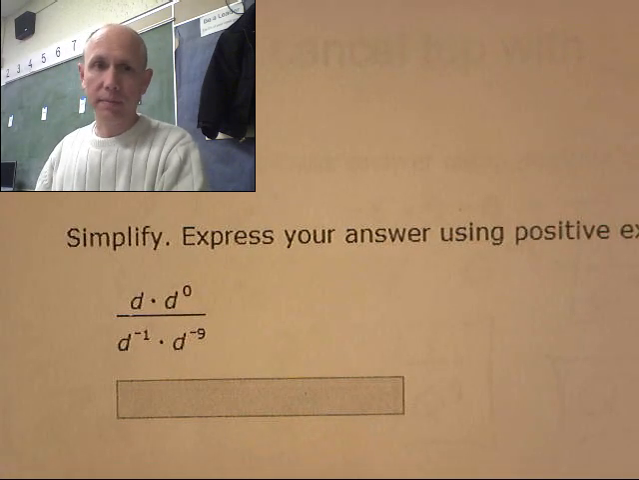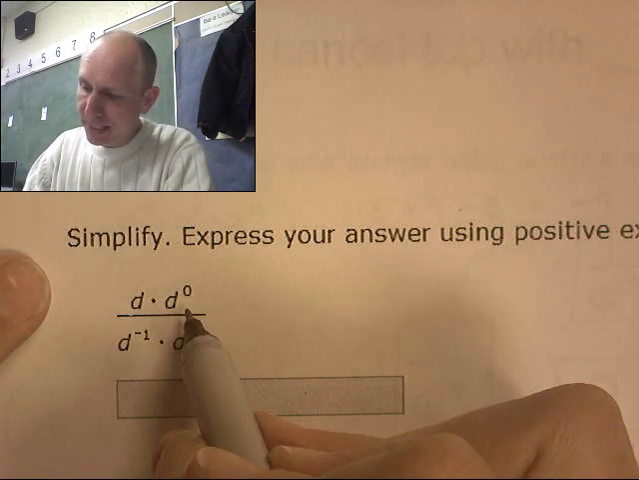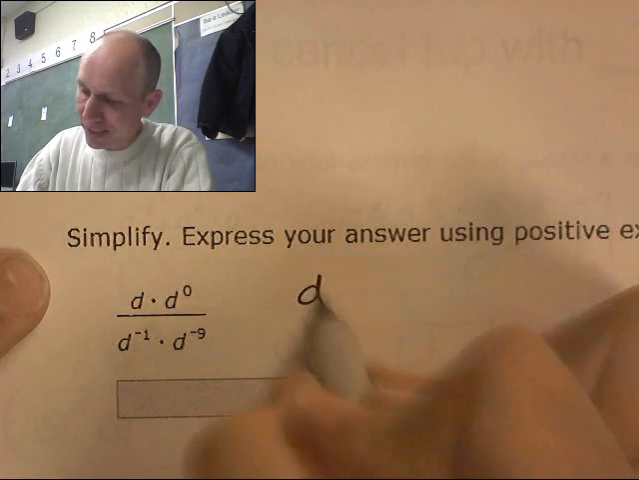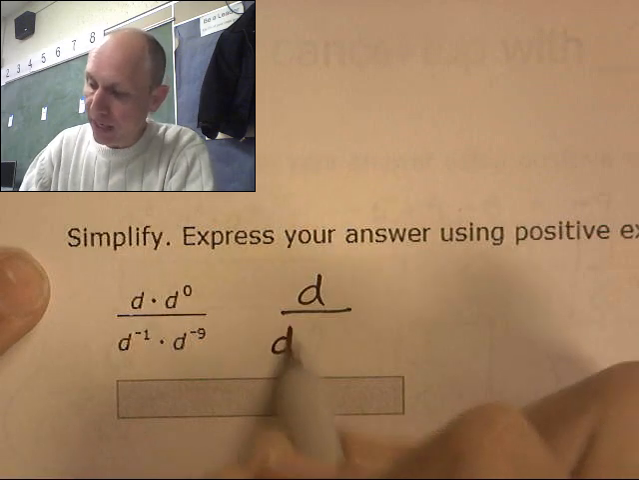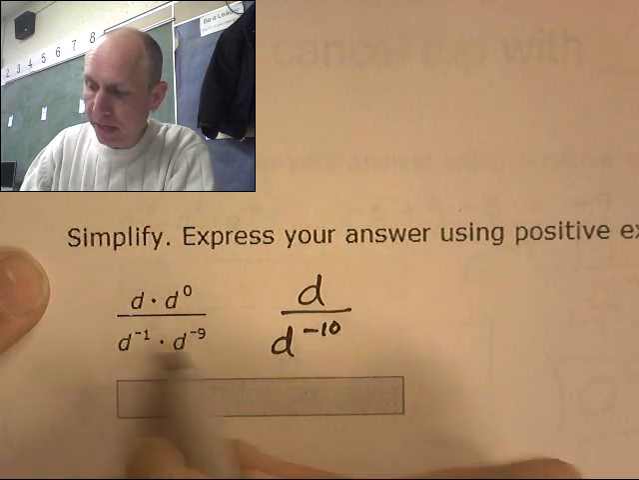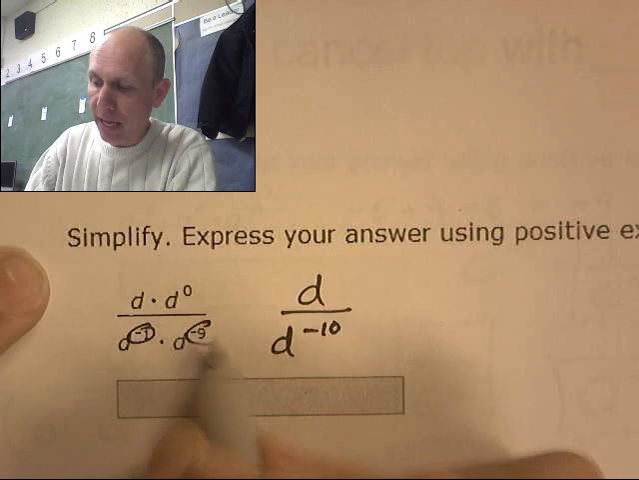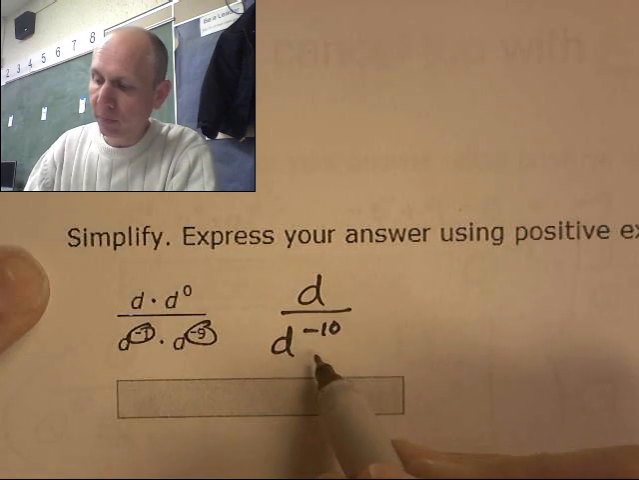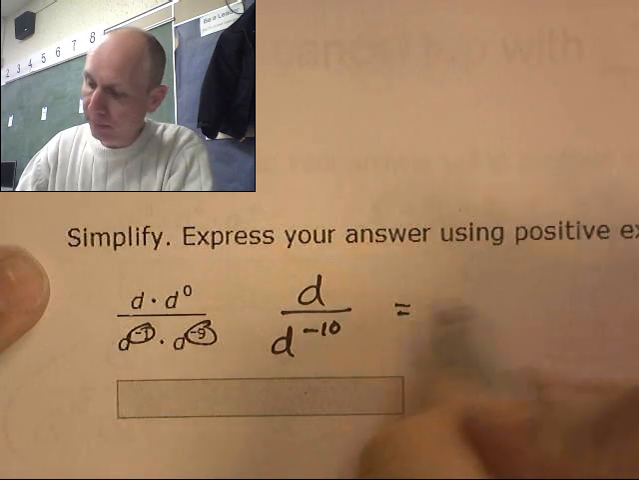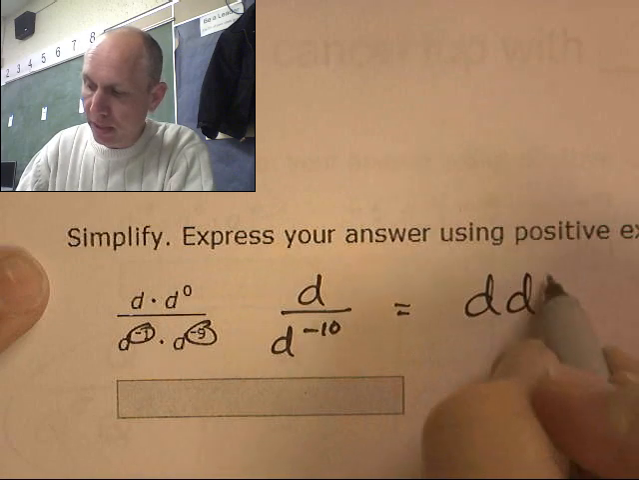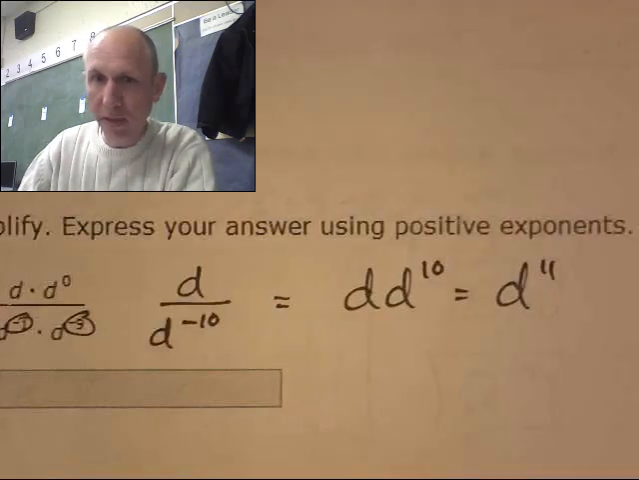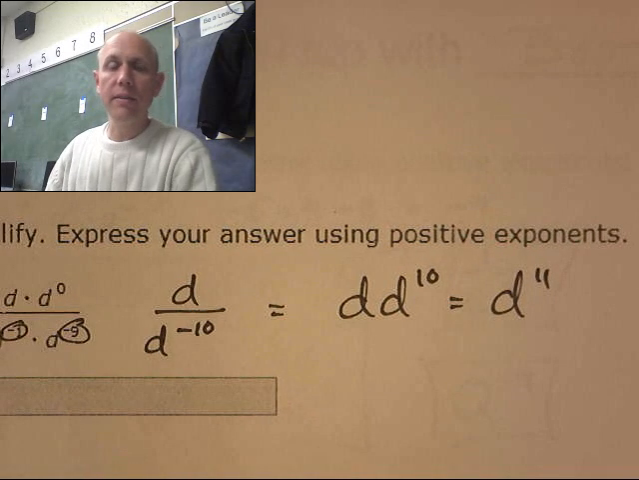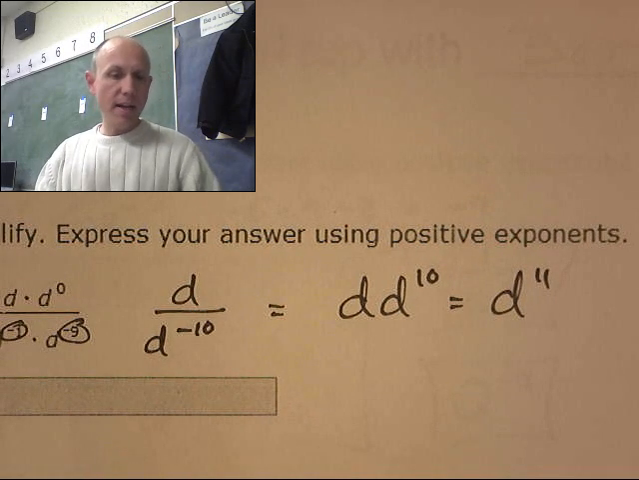And our final one. This is a d times a d to the 0, so that's just a d, isn't it? And so a d to the negative 1, d to the negative 9, it's a d to the negative 10. Base, add those exponents. Let's take this guy up to the top. It's going to give me d times d to the 10th. It's going to be d to the 11th, which you cannot see. D to the 11th. All right.